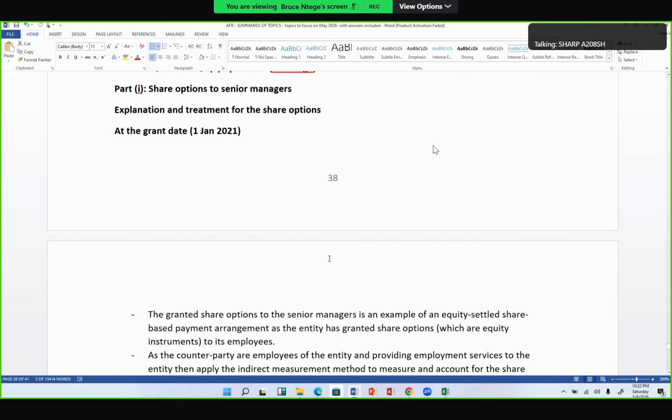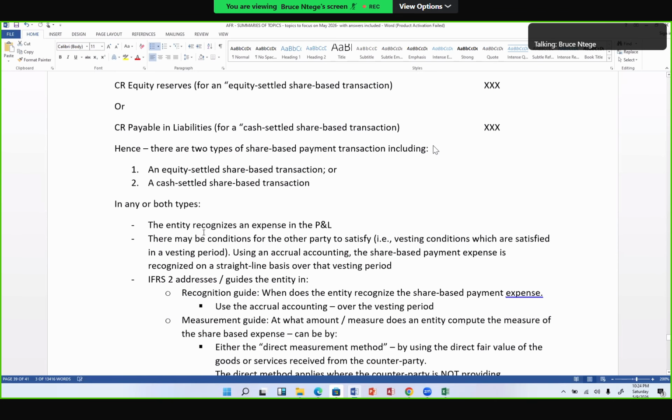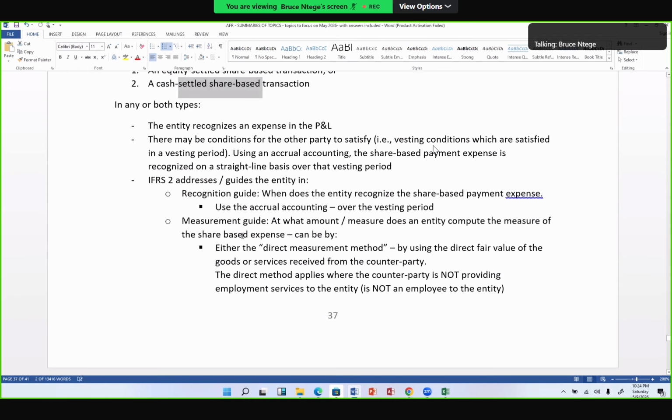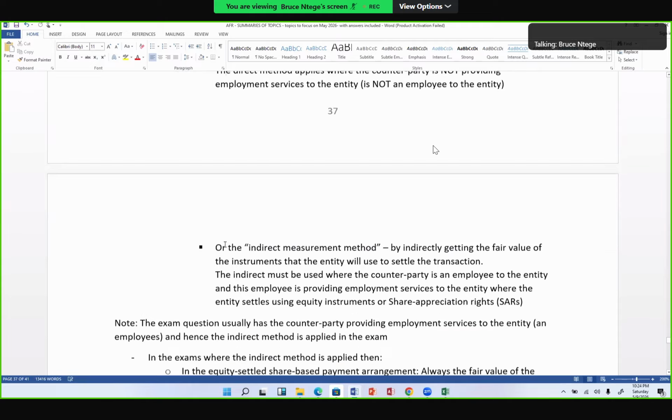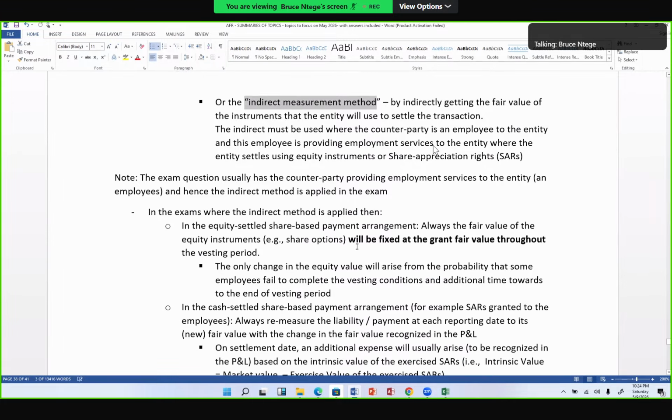And then tell us where we use the fixed fair value on cash. Why don't we use fixed? We don't use fixed. You just go back here. So here, before I went to the question, I said that we have 2 types. Either we have equity settled or cash settled. In most cases, we are going to use indirect measure because the counterparty is going to be an employee, like you've seen in the scenario. They are managers, they are senior managers. Meaning that in the exam, you are going to use indirect method.